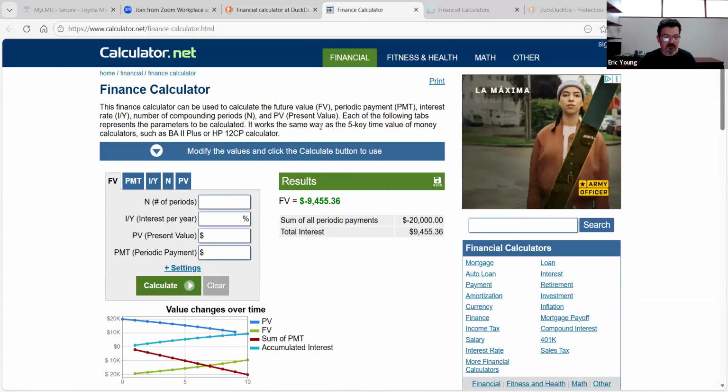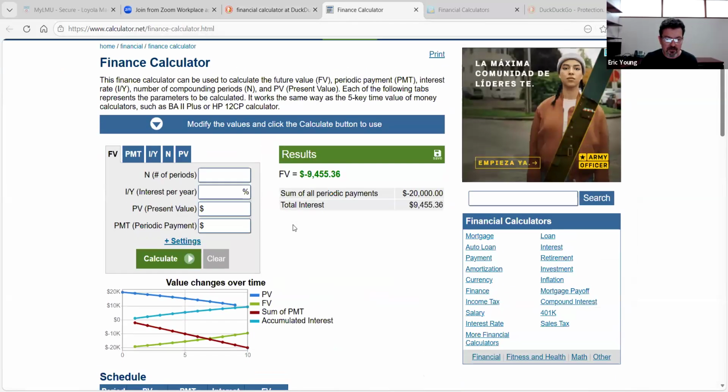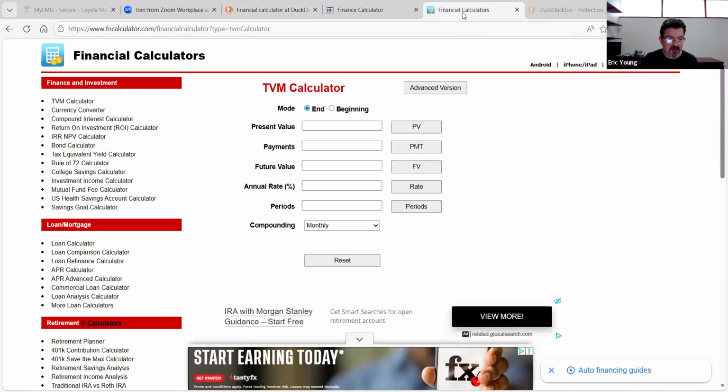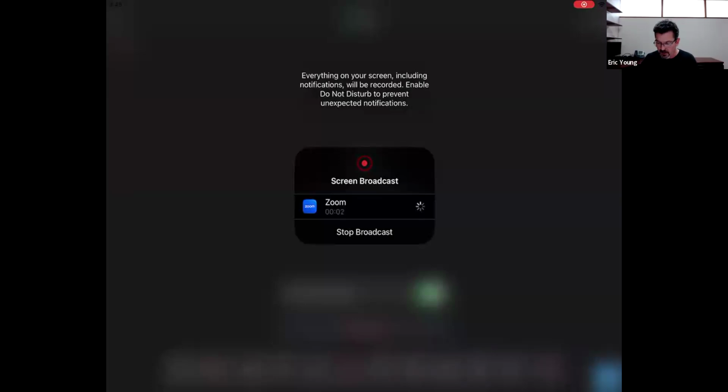If you open up calculator.net, you'll get this screen here. And if you open up FN Calculator, you'll get this one here. They're both excellent. They both get the job done. Pick which one that you feel comfortable with. Okay. I'm going to leave it here for now. And then what I want to do is I want to get to our notepad so we can start taking some notes, and we'll be going back and forth between these two things.